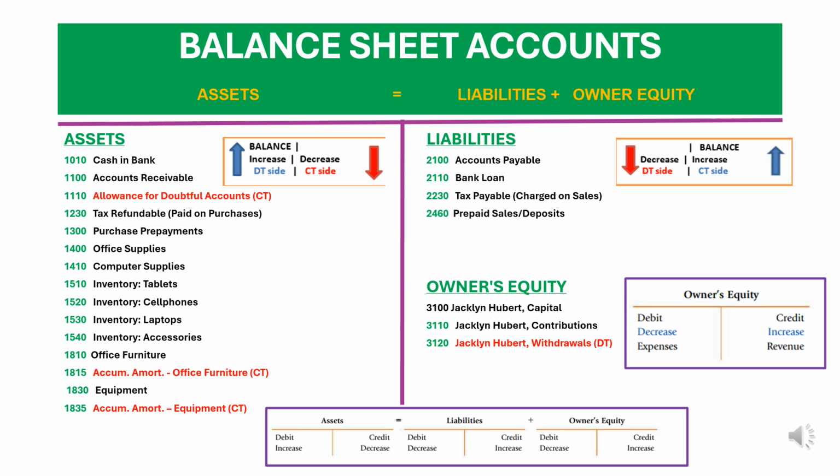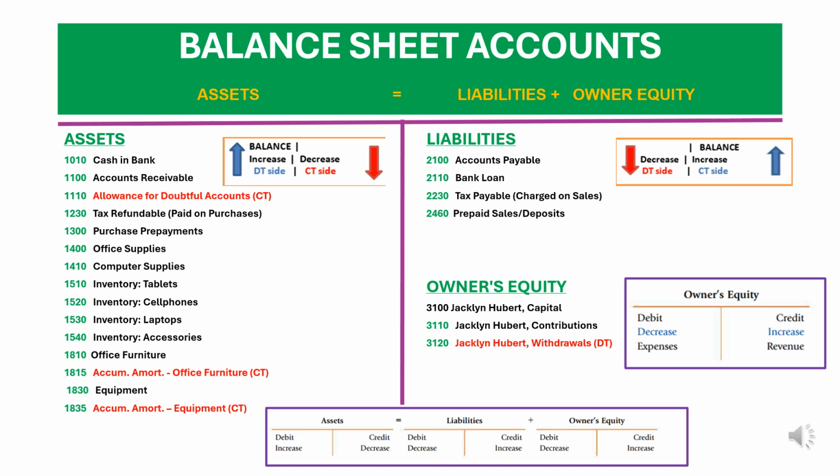Tax payable or tax charged on sales, they are the sales tax collected from customers that must be remitted to the government. Prepaid sales, payments received from customers in advance for goods or services to be delivered later. Equity, that's the money the owners of the company put into the business.